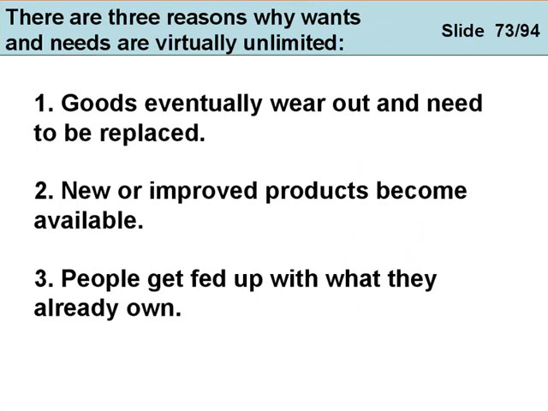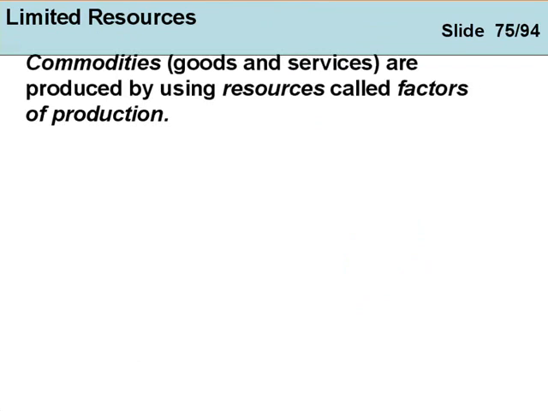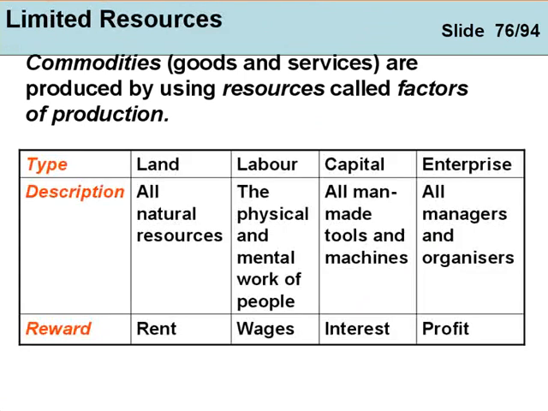So we have this idea of unlimited wants. The trouble is we've got limited resources. Commodities, goods and services, which are produced by resources, are called factors of production. And the factors of production are in scarce supply. We normally identify four factors of production: land, labour, capital and entrepreneurship. All natural resources we classify as land, so forestry, agriculture, fishing, mining, all of that would be land. We just group it all under the heading land. And the reward to this factor of production in the production process is called rent.